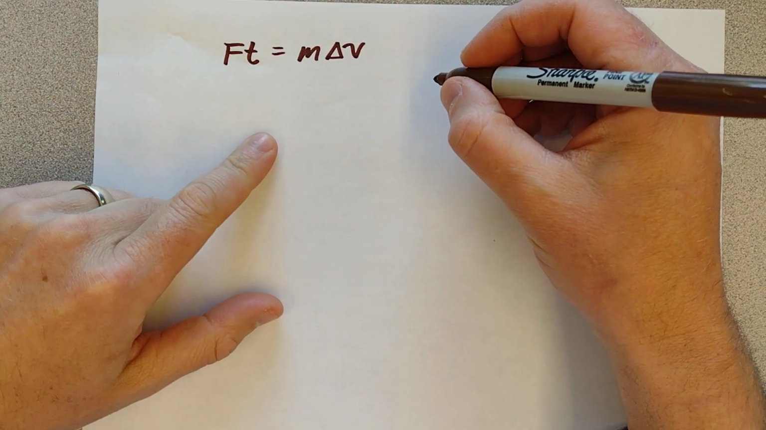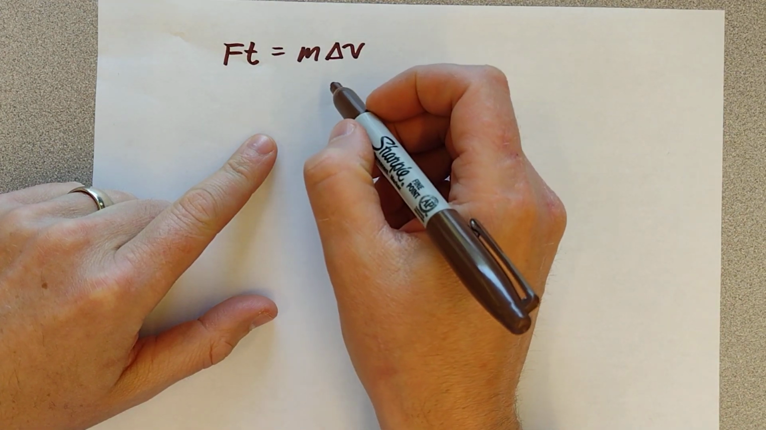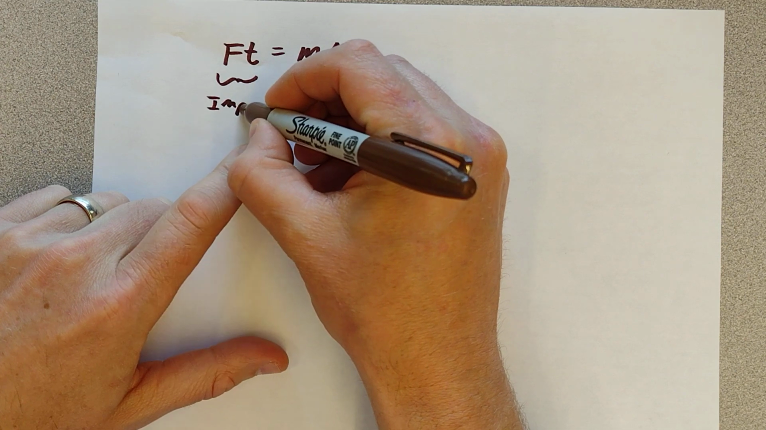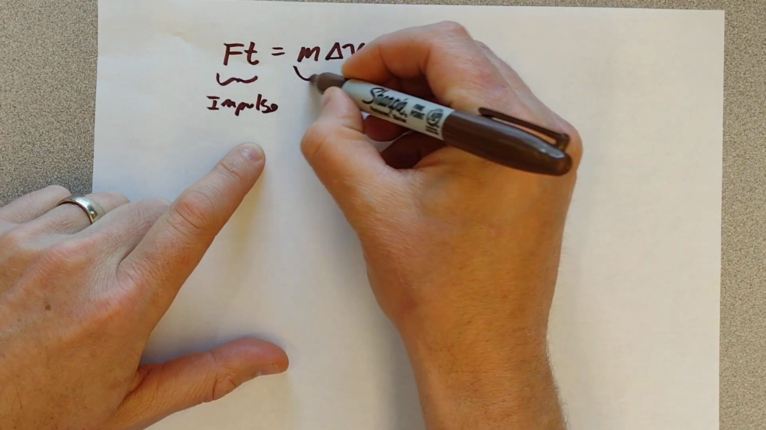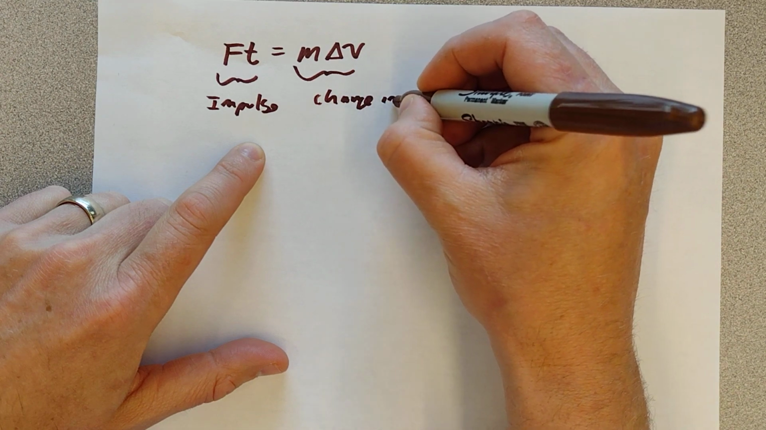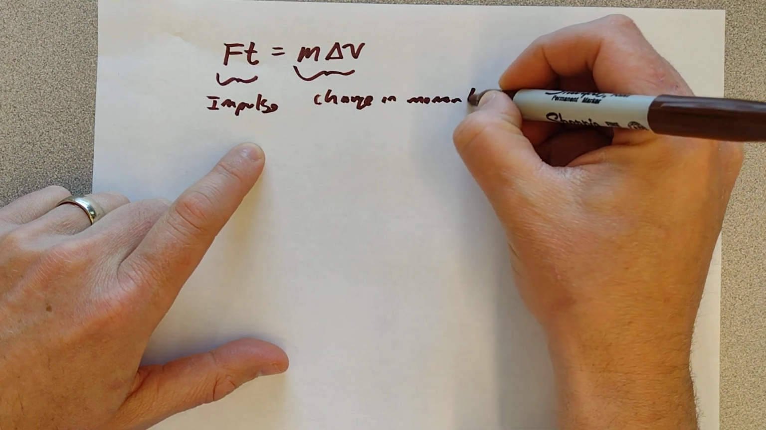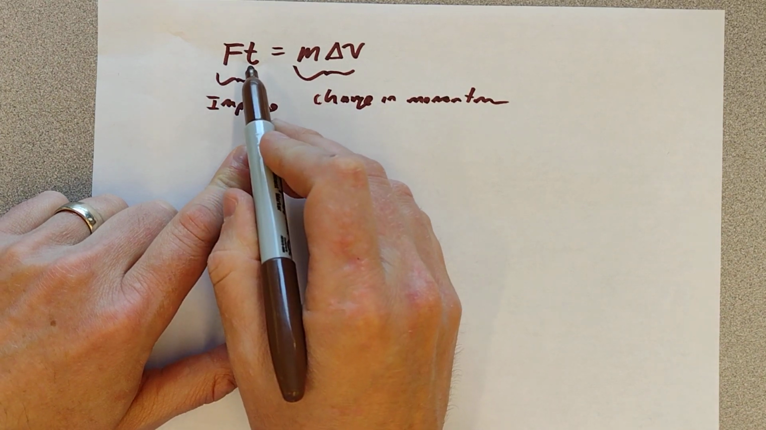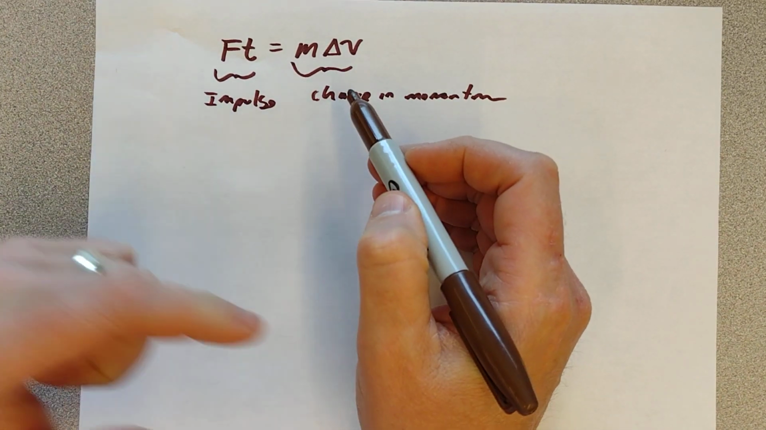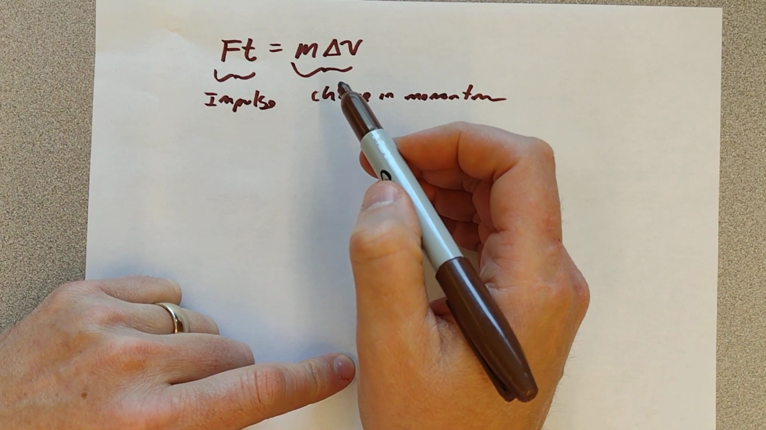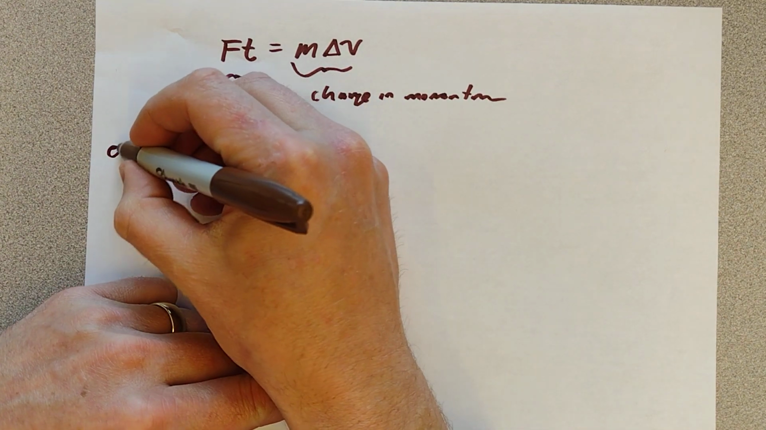Okay? Now, this side of the equation is technically called impulse. This side is called change of momentum. Right? Now, sometimes we're literally just giving the force and time and asked to find the change, typically the change in velocity, right? So, just a quick example of that.